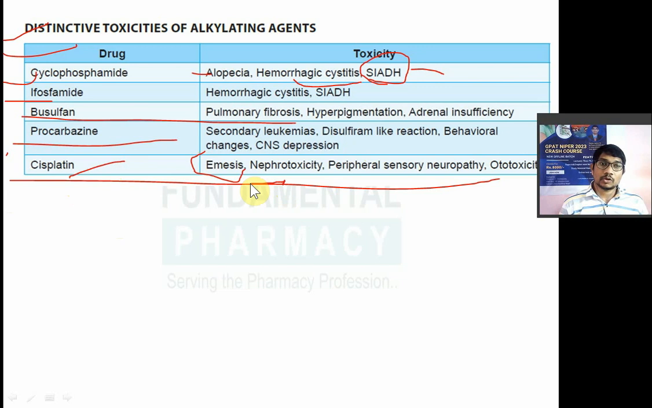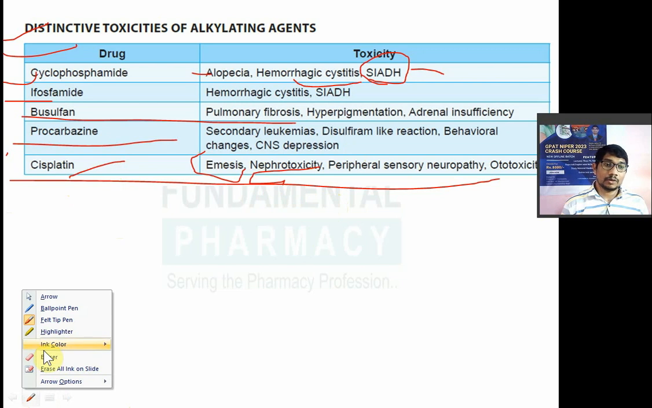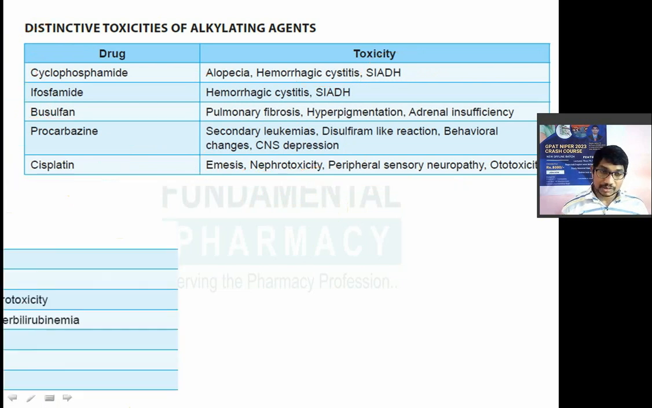Now nephrotoxicity caused by cisplatin can be prevented or treated by amifostine. Amifostine is a drug which is used in the treatment of nephrotoxicity caused by cisplatin. Now we'll see the adverse effects of antimetabolites.